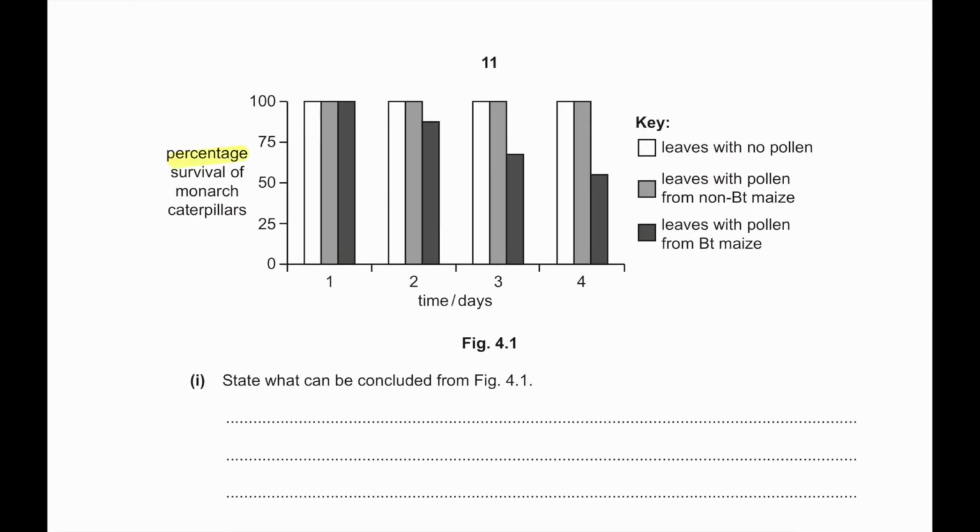We can see percentage survival of monarch caterpillars. Leaves with no pollen, there is 100% survival. Leaves with pollen from non-Bt maize, there is also 100% survival. However, leaves with pollen from Bt maize, we can see that the monarch butterfly caterpillars actually decrease in number.